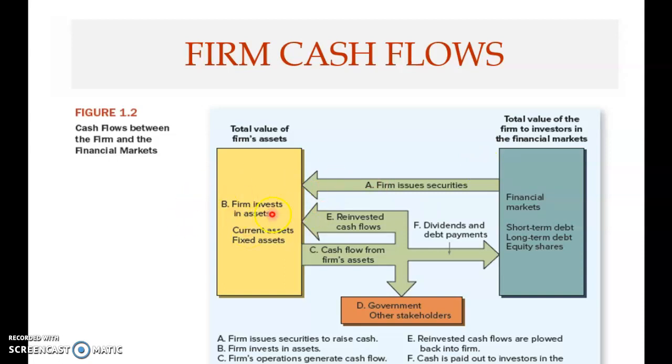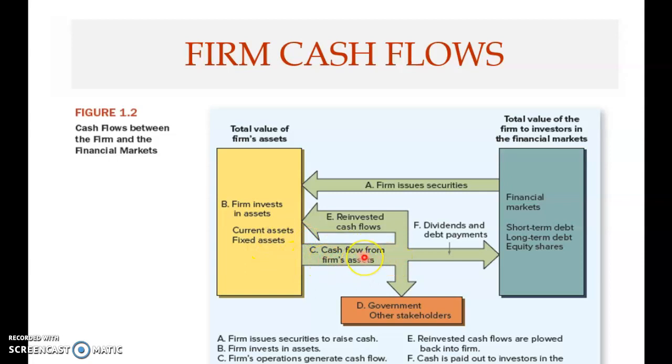Then the firm receives these funds and uses them to purchase assets, both fixed assets and current assets: short-term investments, current assets, and long-term investments, fixed assets. And this use of assets will generate cash flow. This term cash flow is very crucial in finance, and is used widely in finance, not profit. We'll see the advantage of cash flow compared to profit a bit later on. So cash flows will be generated from the use of assets.